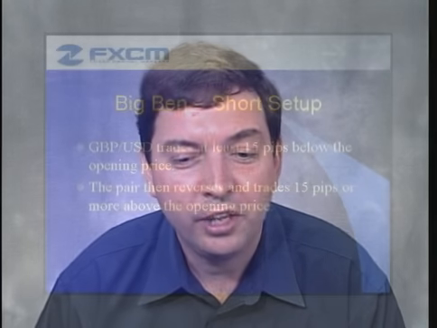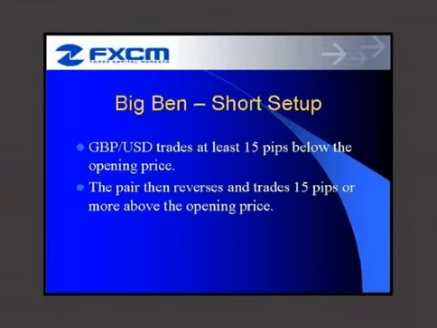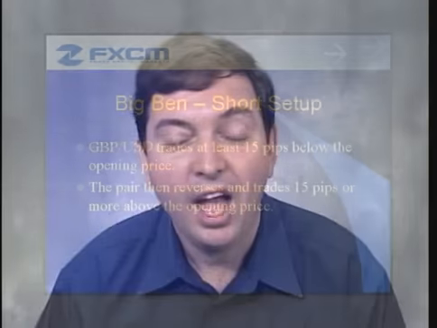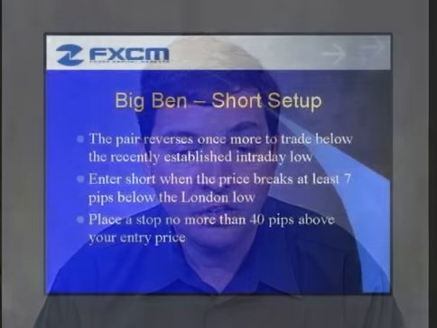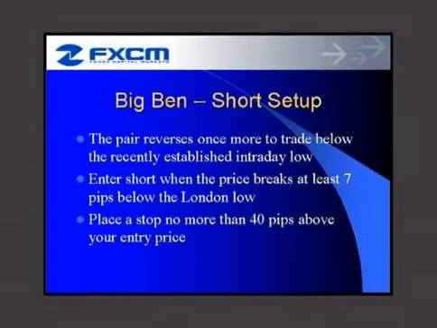Okay, so we're going to take a look at a short setup now, the same type of trade. Again, we're looking for this pair to trade at least 15 pips below the opening price, and then reverse and trade 15 pips or more above the opening price. What should happen then is the price again reverses, and it's going to trade below this intraday low. So we establish first the intraday range, then we break out of the range. This time we're breaking out to the downside. We're going to sell short.